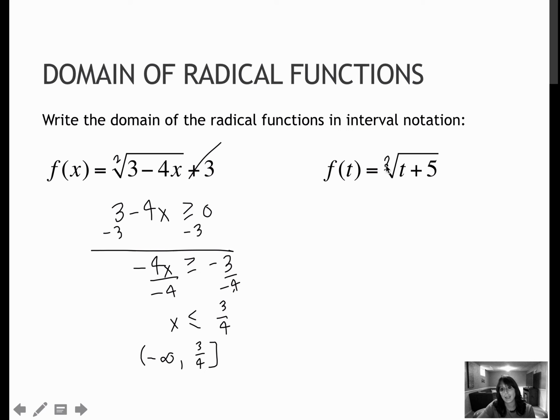For my next, again, if there's no index, it's a 2. So t plus 5 has to be greater than or equal to 0. By subtracting 5, I get t is greater than or equal to -5. In interval notation, that would be -5 up to infinity. Notice the -5 has a closed bracket because it includes -5.